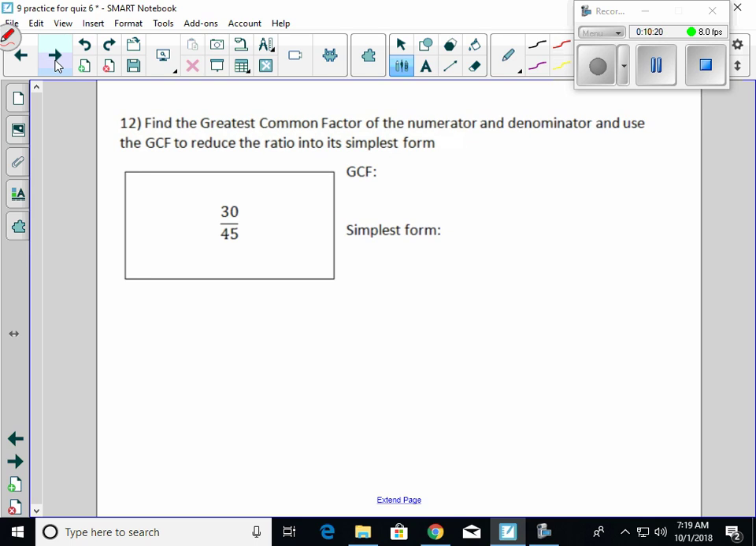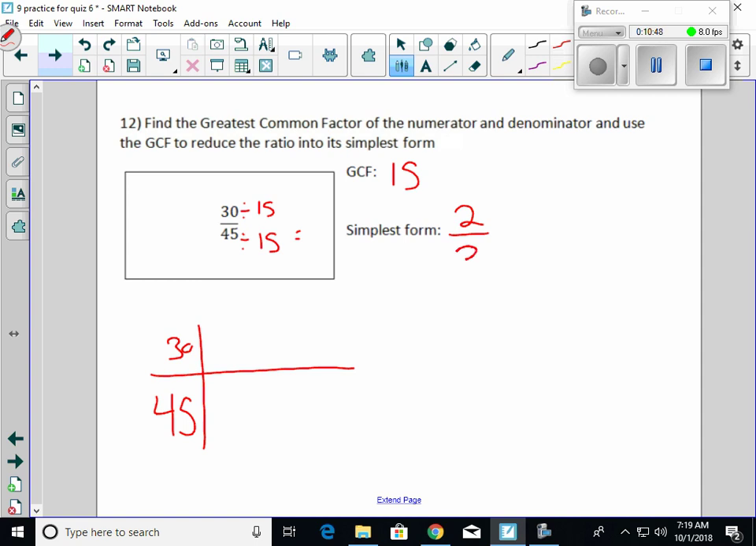Okay, find the greatest common factor, and then use that to reduce. So greatest common factor, the biggest number that goes into 30 and 45 is 15. If you're not sure, you're going to make that table to find your GCF. So I'm going to divide those both by 15. 30 divided by 15 is 2. 45 divided by 15 is 3.